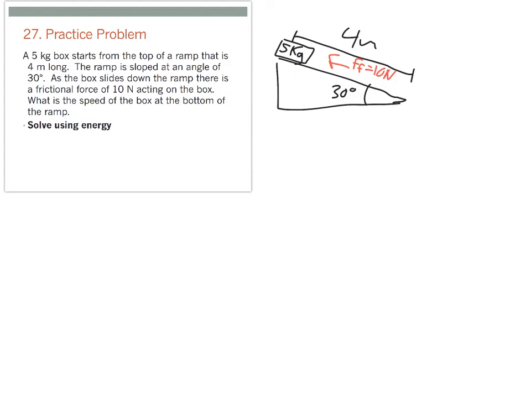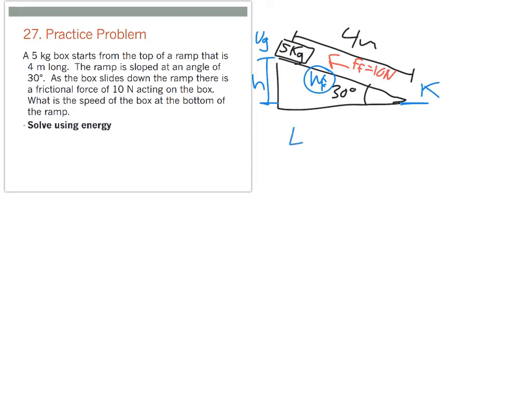So energy-wise, I want to think about what kind of energy we start with, what kind of energy we end with. So we're starting up here with gravitational potential energy because we have some height. We don't know what it is, but we do have some height above the ground. We're ending here with kinetic, because we're moving and we no longer have a height. And there is some work done by friction that's happening in between.